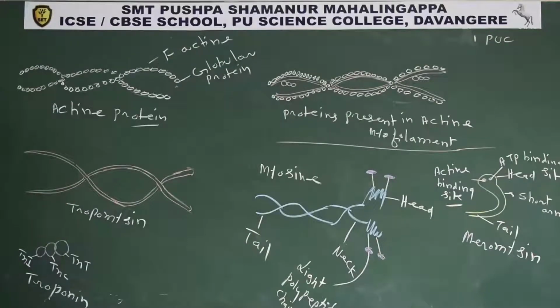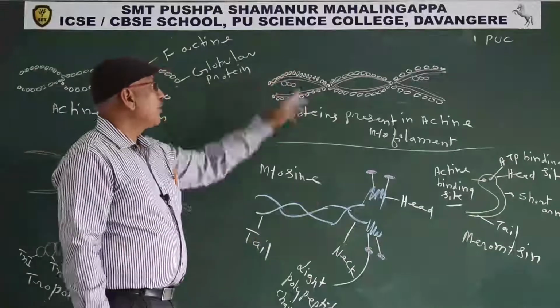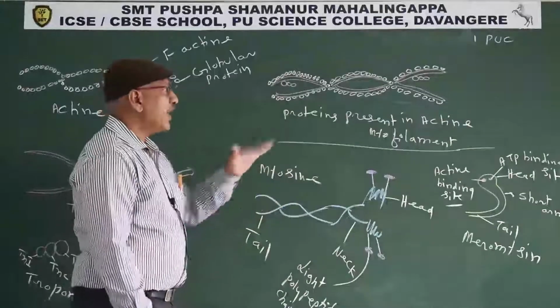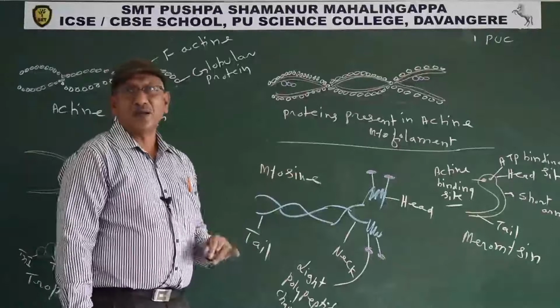In the presence of calcium ions, the troponin-tropomyosin complex moves away from the active sites. Now the active sites are exposed. Whenever the active sites are exposed, the myosin filament attaches to the actin filament.